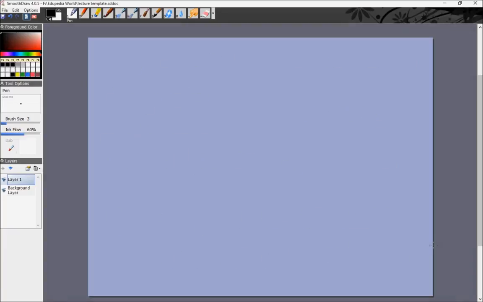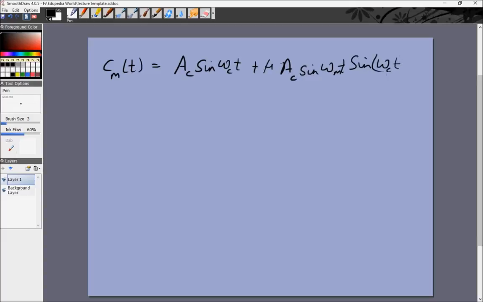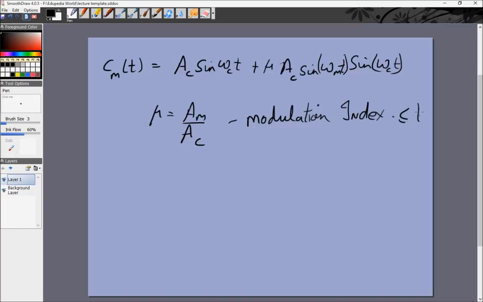But it is generally more commonly written as the standard carrier wave AC sine omega CT plus mu, which is a constant, times AC sine omega MT sine omega CT, where you can see that mu is equal to AM by AC and is generally referred to as the modulation index. It's generally kept less than or equal to 1 to avoid distortion. Otherwise, you would not even be able to recognize the new signal from the original signal.